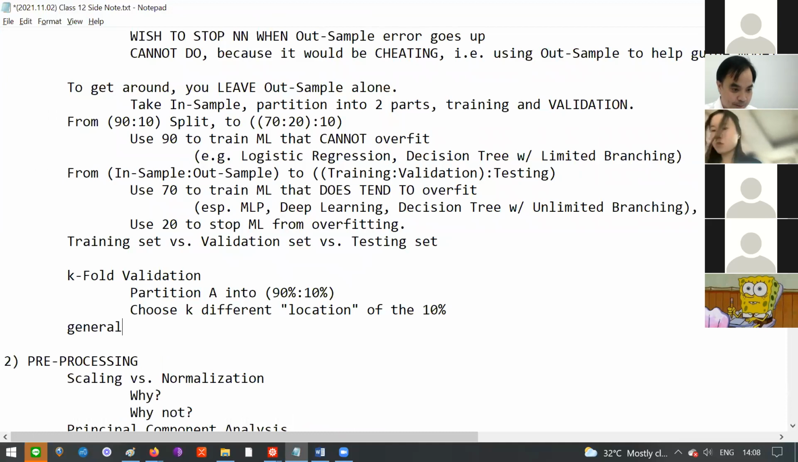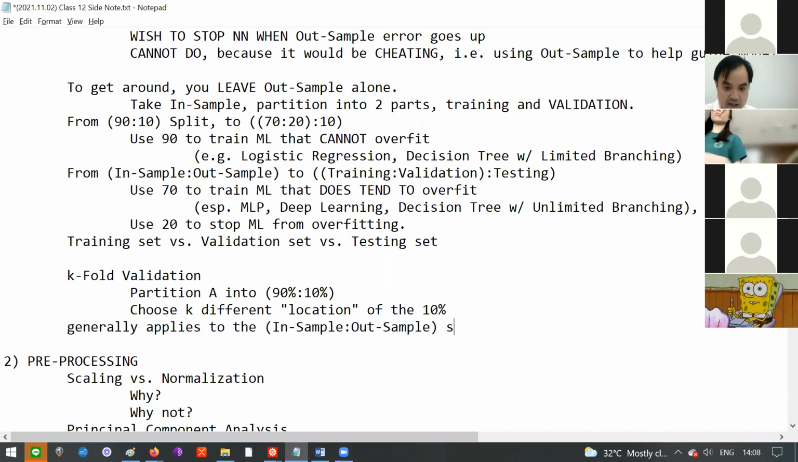Generally it applies to the in-sample, out-sample split. And this is more of a quality assurance that you're not just lucky. So it may be that you train a model on 90% and you test on the 10%, and it happens for that 10% to be so easy to predict. So you do this 10 times and then you average the result.